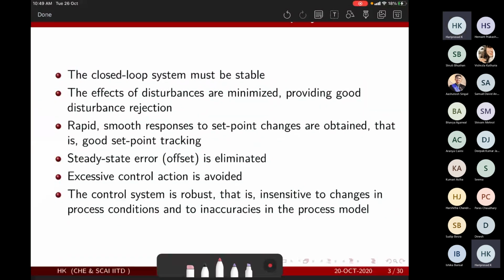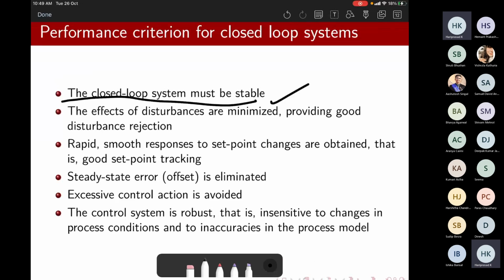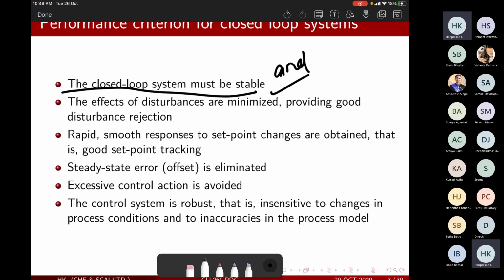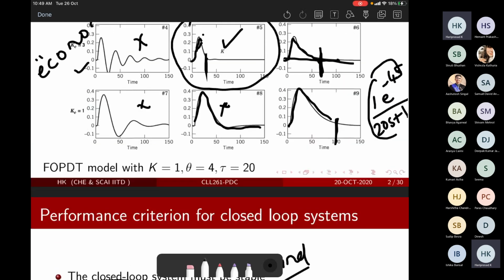Okay, so first criteria is stability. If you are using a performance criterion, the stability you cannot compromise. It is AND. So the rest can all be OR, but this has to be AND. And the effect of the disturbance should be minimized. Something like this. Disturbance should be minimized.